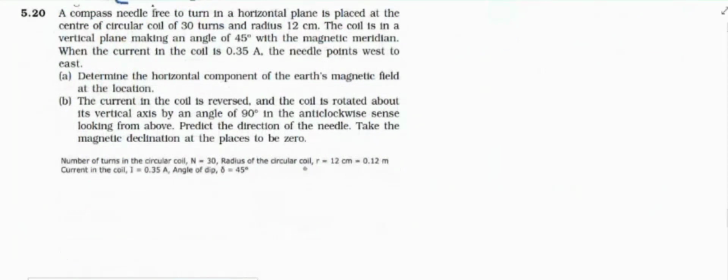Now, come to question 20. A compass needle free to turn in a horizontal plane is placed at the center of a circular coil of 30 turns and radius 12 centimeter. The coil is in a vertical plane making an angle of 45 degrees with the magnetic meridian. When the current in the coil is 0.35 ampere, the needle points west to east. Determine the horizontal component of Earth's magnetic field at the location.